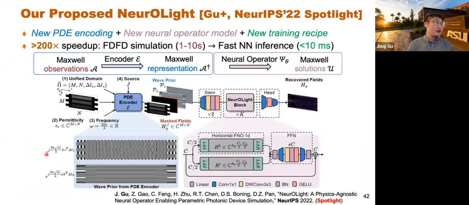This wave prior, A to the J, encodes the permittivity, the wavelengths, and you can also treat it as position encoding, delta LZ. Delta LZ is the pixel resolution after normalization. For example, each pixel can represent 20 nanometers in the X direction and 30 nanometers in the Y direction. So the resolution can also be encoded in our wave prior. We use this image normalization to ensure we have a unified image representation. I hope that answered this question.